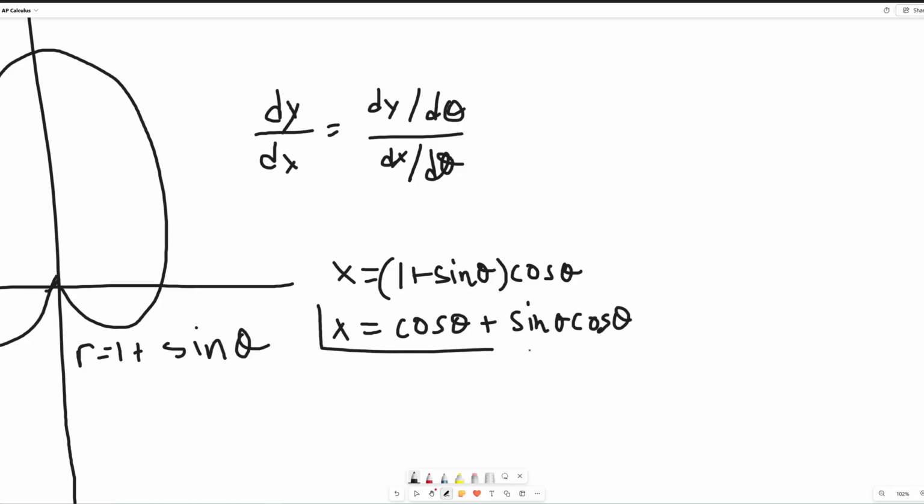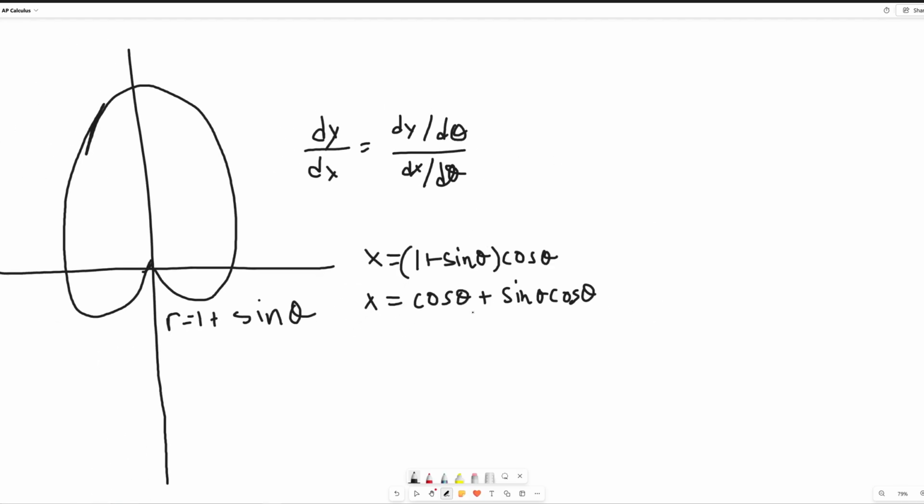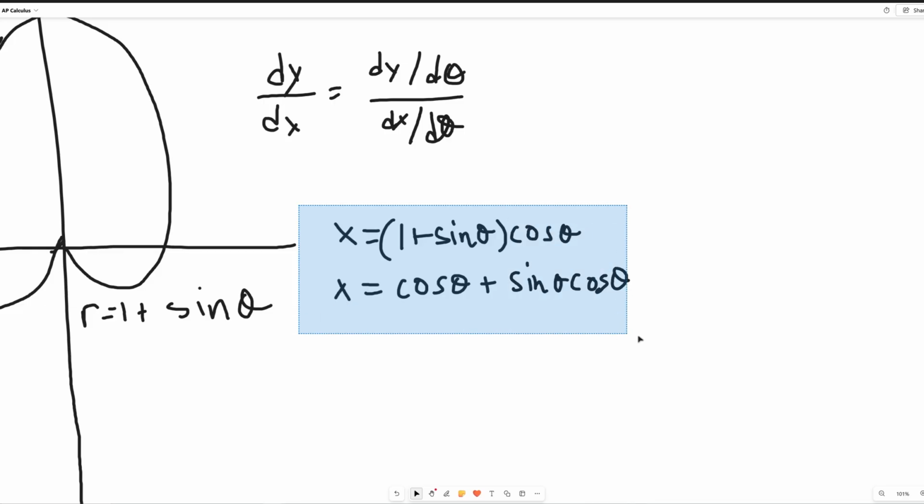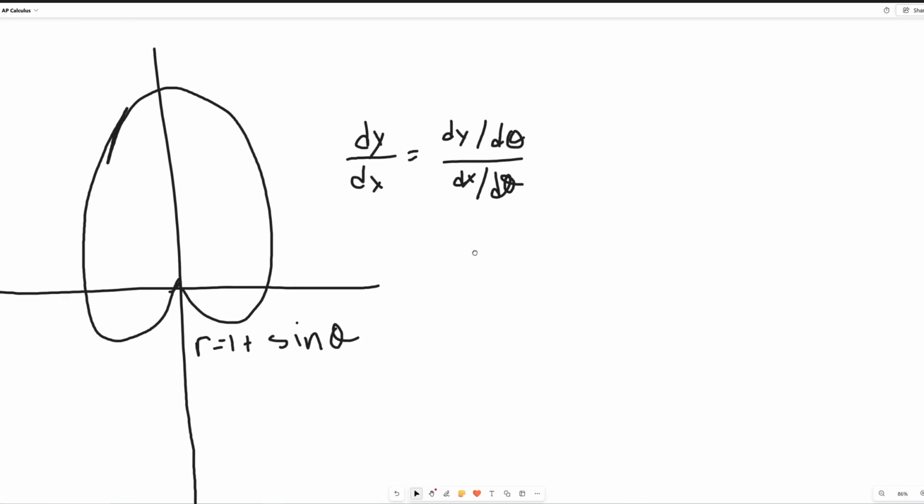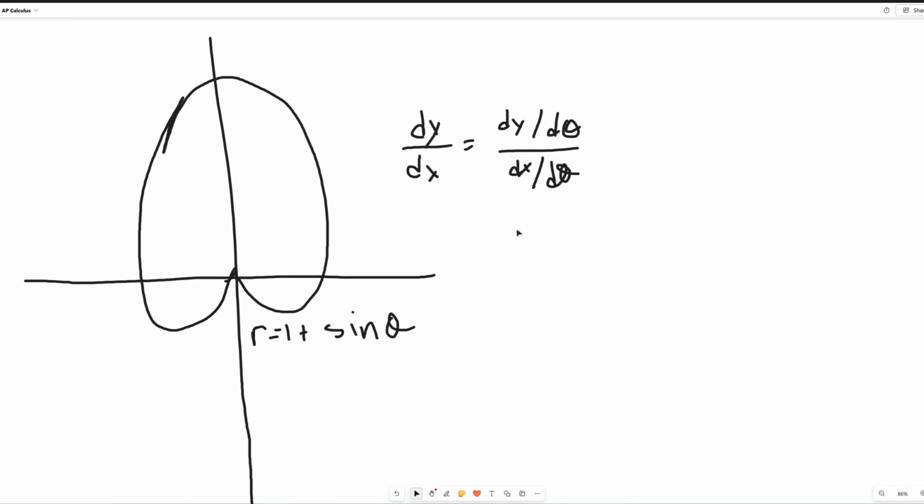And then if you take the derivative of this and put it on the bottom, you will get your dy over dx. Now this is maybe the most tedious thing in the entirety of not just polar and parametric equations, but literally all of calculus. This is so incredibly tedious.